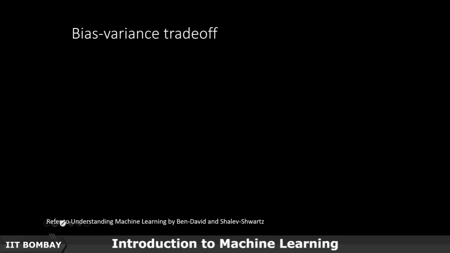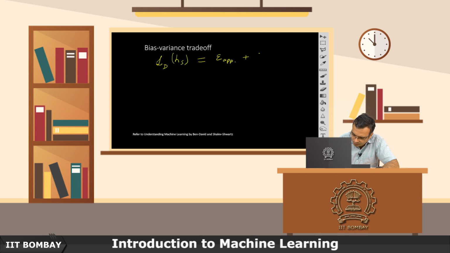Okay, so this leads us to the bias variance trade-off. Let's say we want to minimize the true risk over D using a hypothesis that minimizes the risk on the training sample. This is going to be a sum of two different errors. One is going to be the approximation error, and the other is going to be the estimation error.